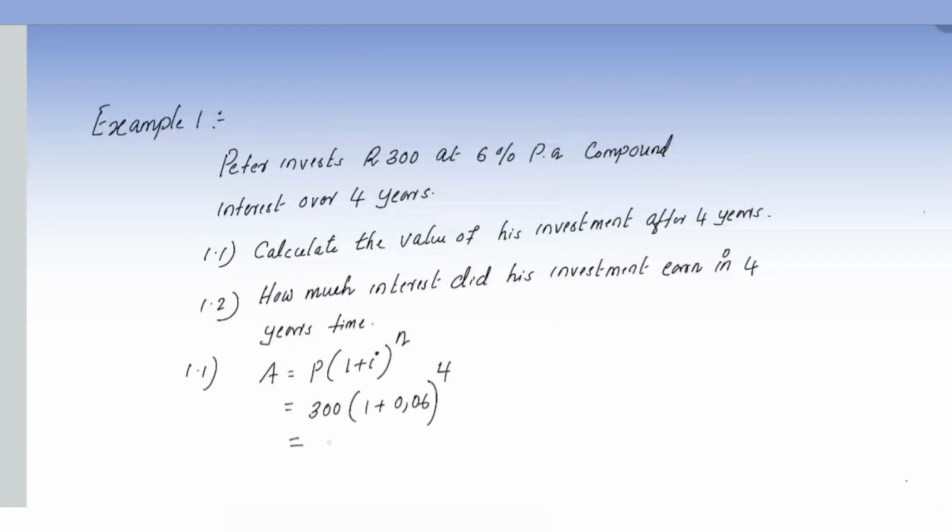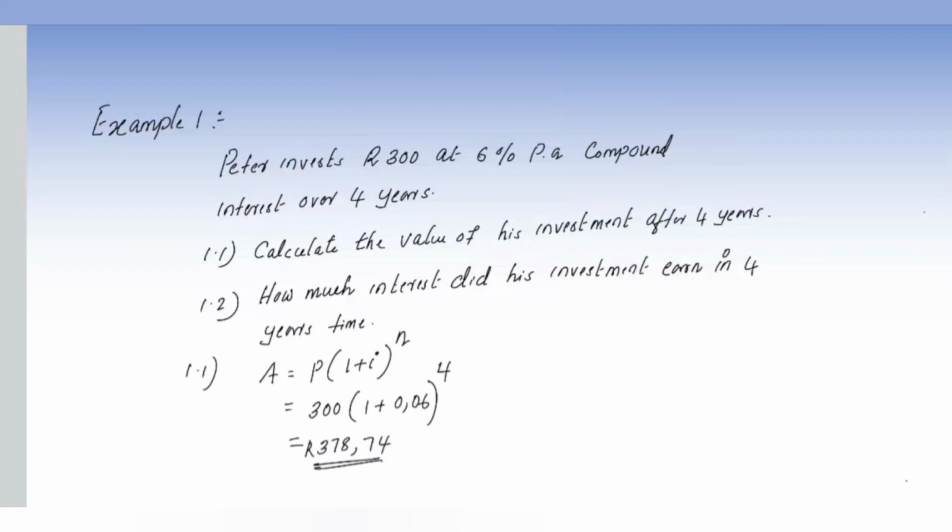When you do this, you can see the answer is R378.74. You get it? Here I rounded off to 2 decimal places. We can see that it is more than what you got in simple interest, isn't it? There you got 372, here we got 378.74. Guys, when it comes to investing, compound interest is better than simple interest.